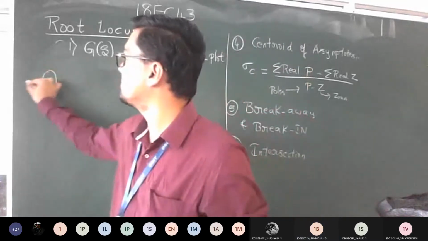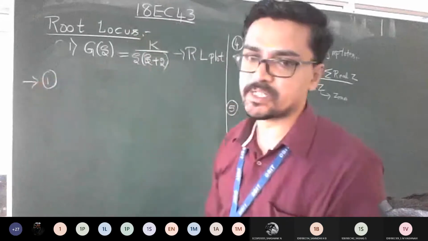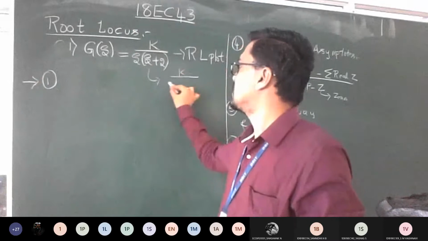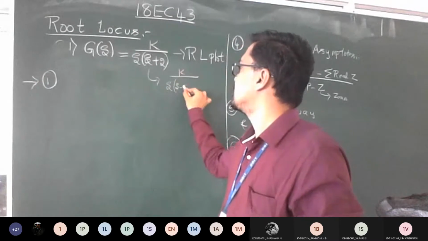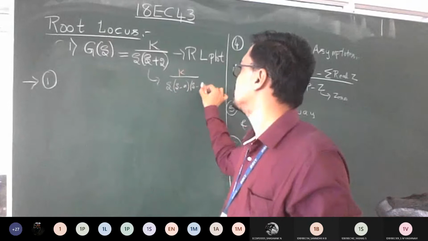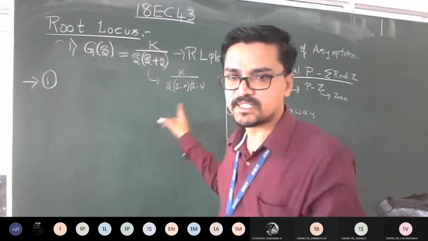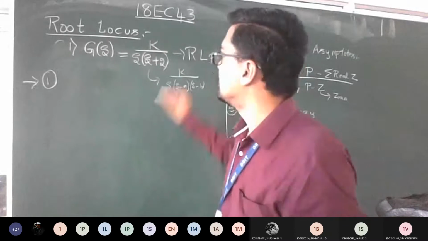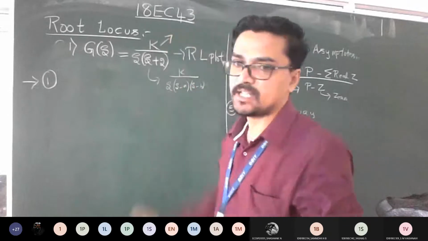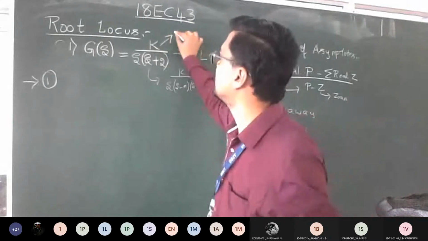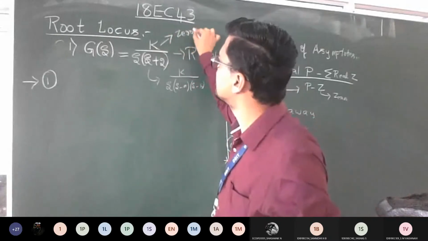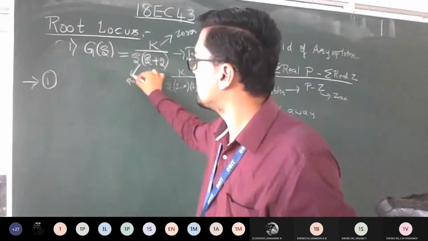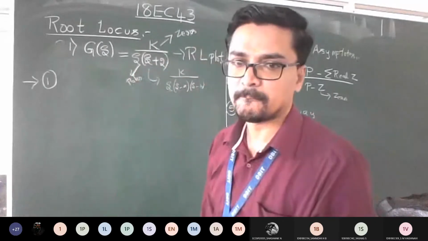So let me explain step by step. Whenever you see a question, you have to compare it with the generalized form. The generalized form will be like this: s into (s minus a) into (s minus b), and so on. Now look at this G(s). The numerator will tell you how many zeros you have, and the denominator will tell you how many poles you have. Am I clear, everyone?